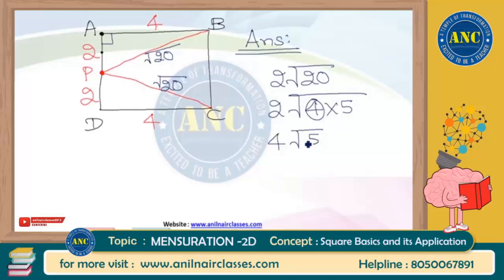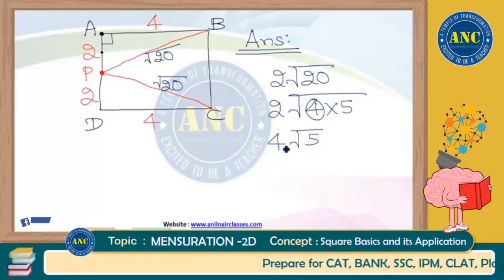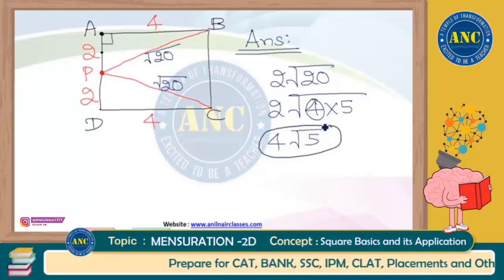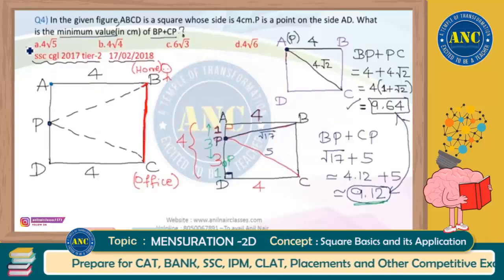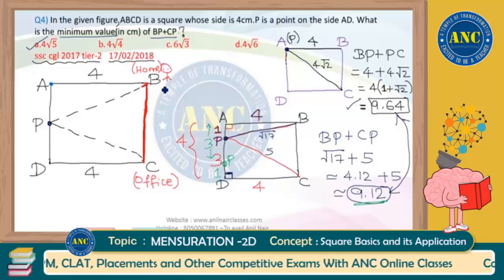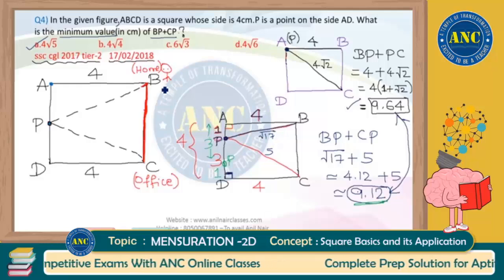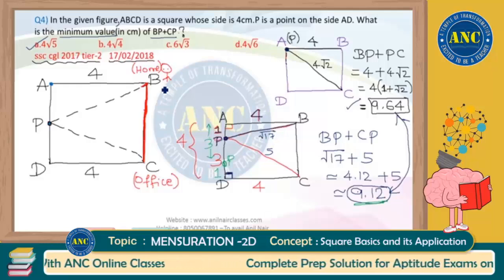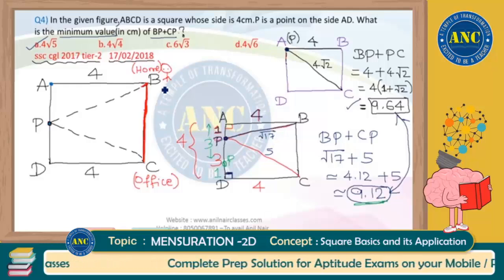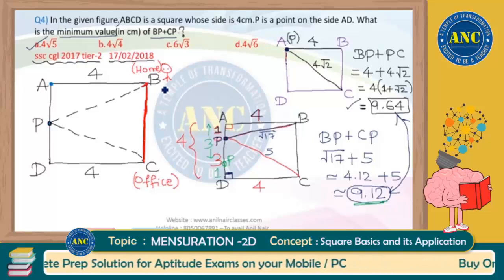Final answer for this question: the minimum value of AB plus CP is nothing but how much? It is 4 root 5, which is nothing but my first option. A beautiful question which came in the 2017 SSC CGL Tier 2, which happened in the year 2018 in February. I hope this kind of question should be very, very clear for you people.